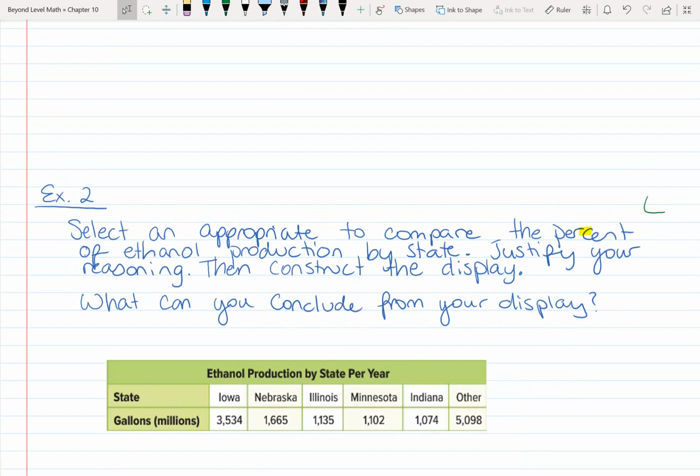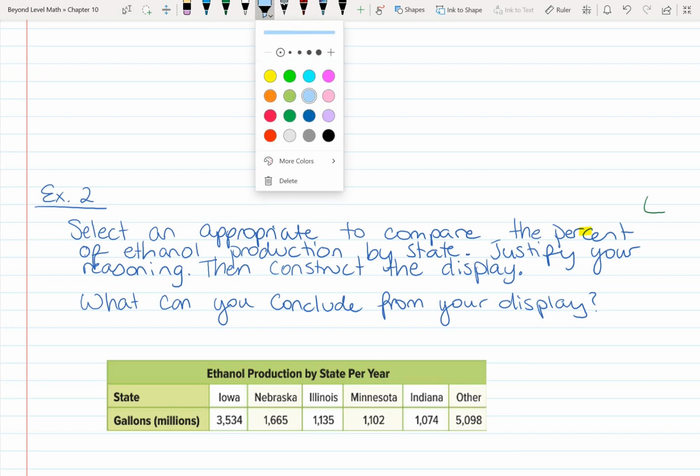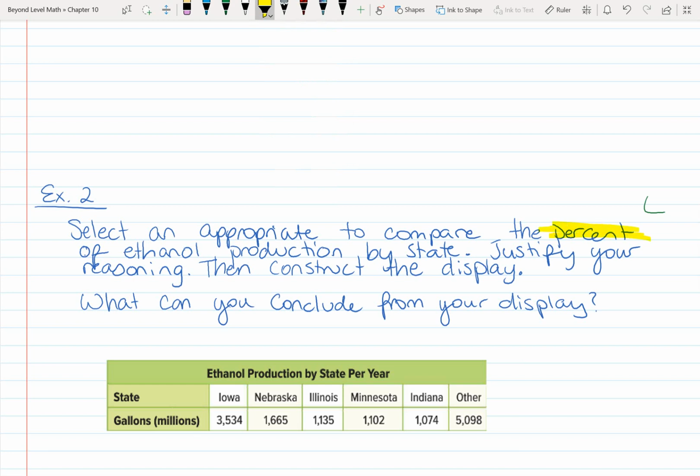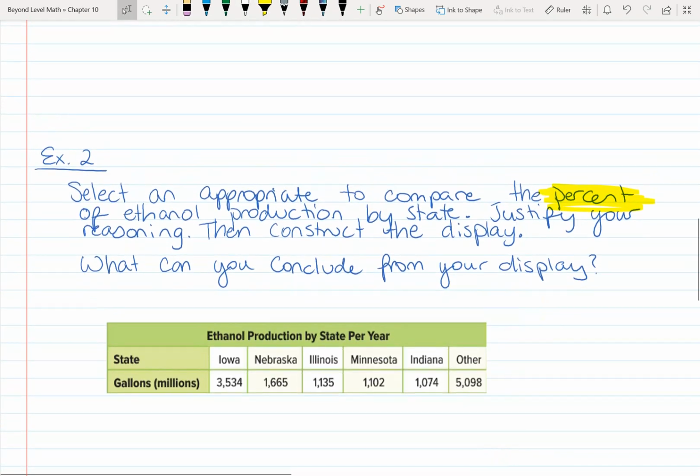Alrighty, so ethanol production by state per year. And then it says select an appropriate display to compare the percent. Okay, so the first question is highlight what words are telling us what type of display would be best. In this case, the word percent is super important. When we think percent, we need to think circle graph, right? So this would be a circle graph because of the word percent.